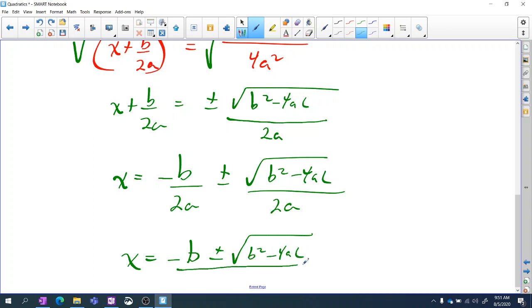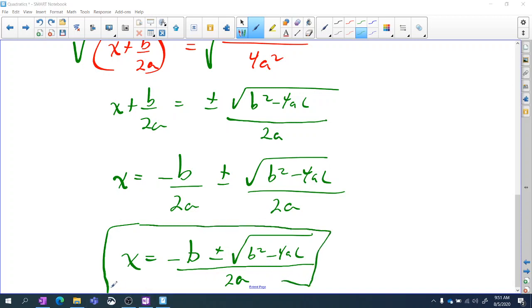Just put one big line over all of that. And now, what that allows you to do is get the formula to do all of the work for you. If you have any quadratic written in this form, ax squared plus bx plus c equals 0, you no longer have to go through all the steps of completing the square. All you need to do is fill in the a, the b, and the c into this formula.